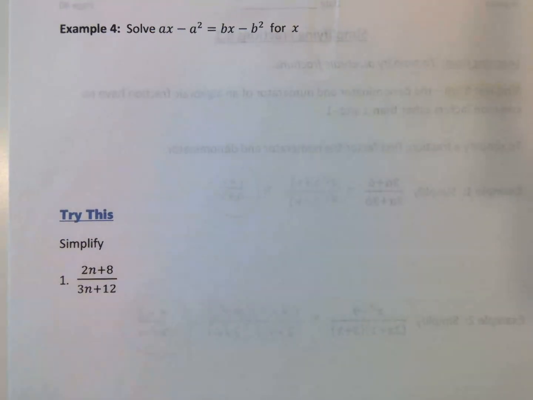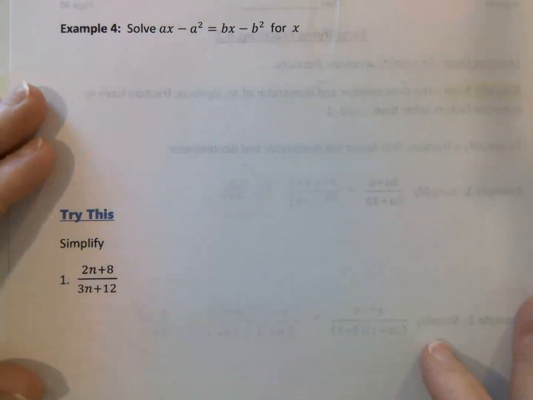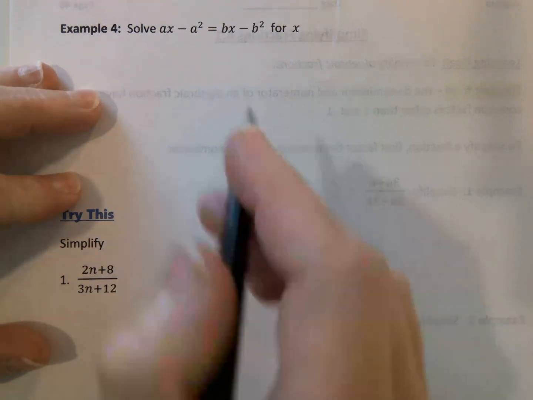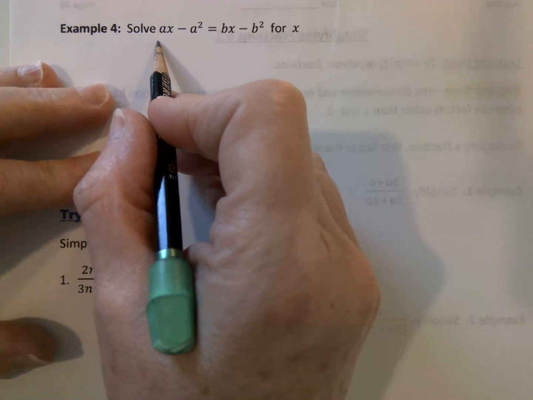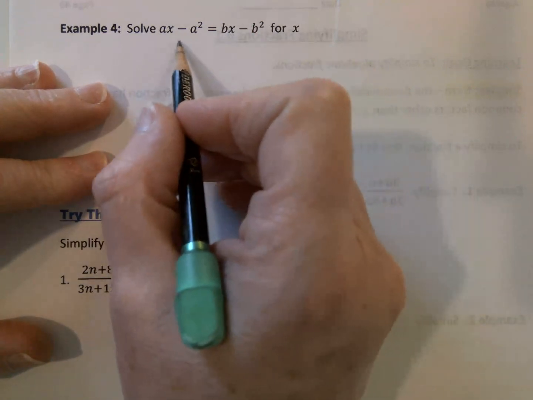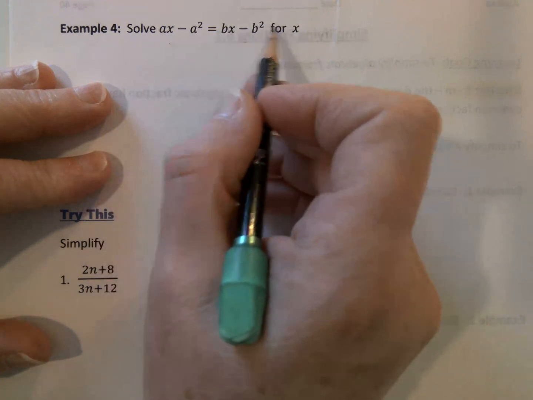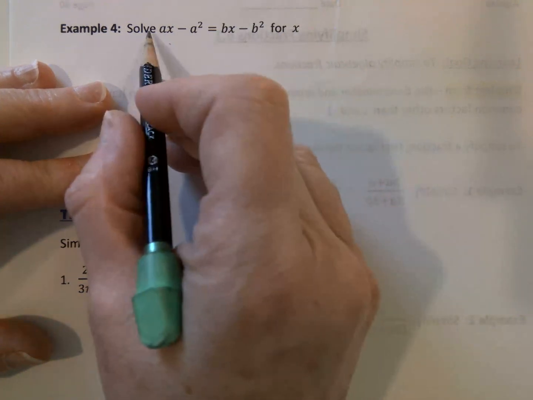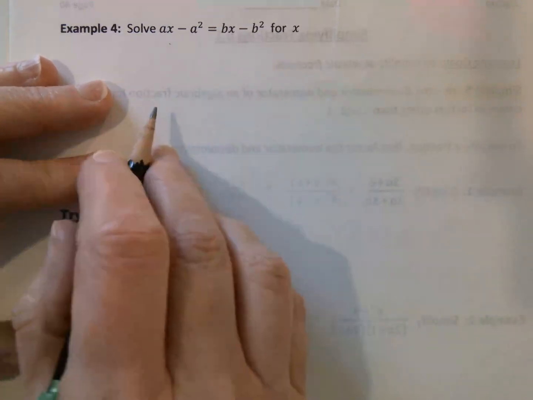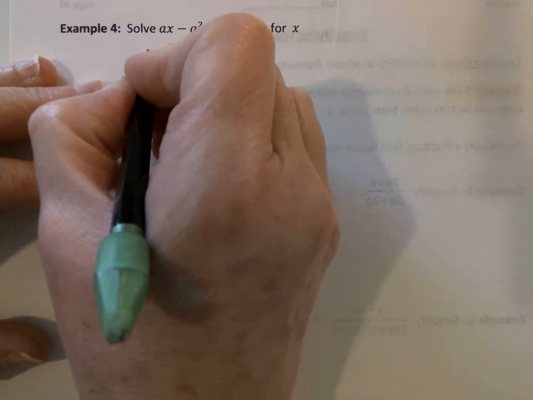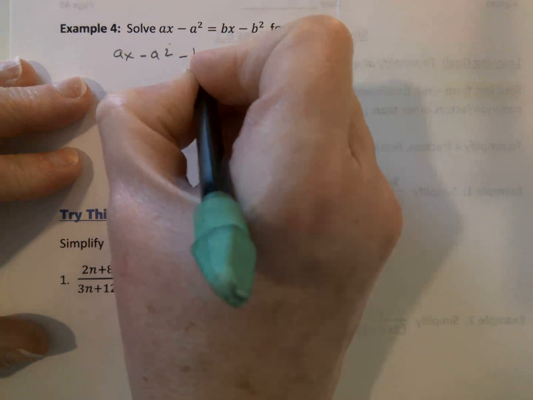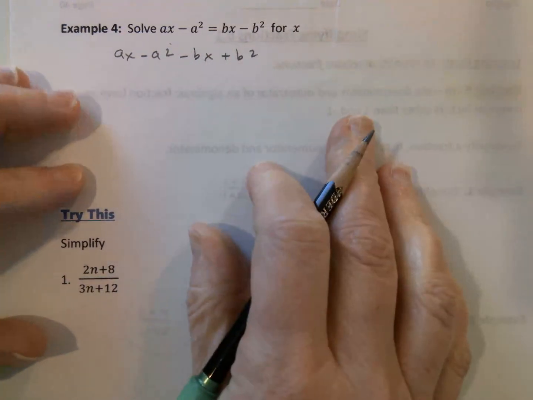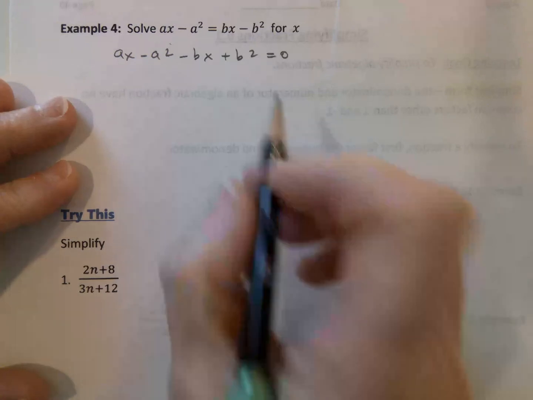Okay. Example 4. Solve this equation for x. Okay, so how do we solve this equation for x? Well, let's see. That's a good question. How about if we subtract, I could subtract everything. What I want to do is I want to get x by itself. So here's what I'm going to do. I'm going to bring this over here. So ax minus a squared minus bx plus b squared equals 0, because I subtracted those.